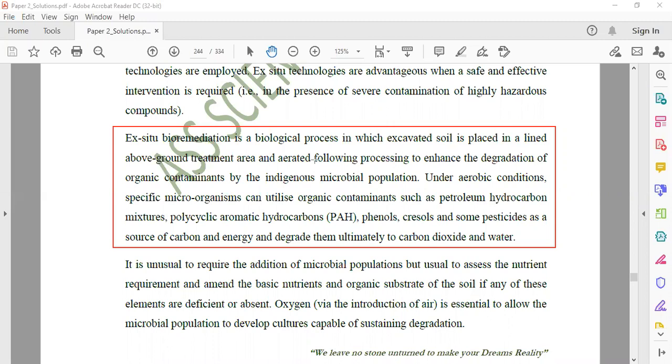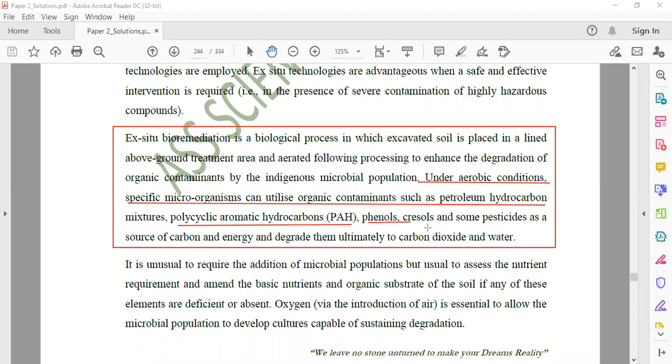You are seeing this here, it will be aerated. None of them is anaerobic, it is aerobic. Following the process to enhance the degradation of organic contaminants by indigenous microbial population under aerobic conditions. So both points have been covered here easily. Since it is aerobic, the anaerobic option is automatically eliminated. Specific microorganisms can utilize organic contaminants such as petroleum hydrocarbons, polycyclic aromatic hydrocarbons, PAHs, phenols, right?